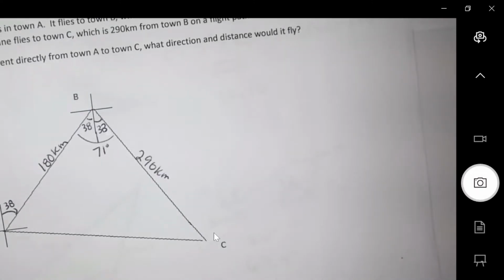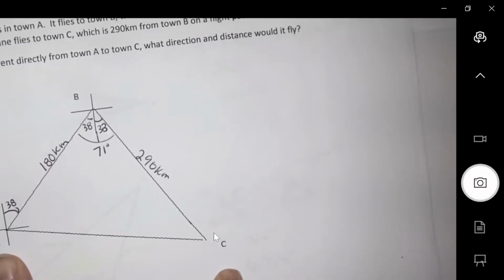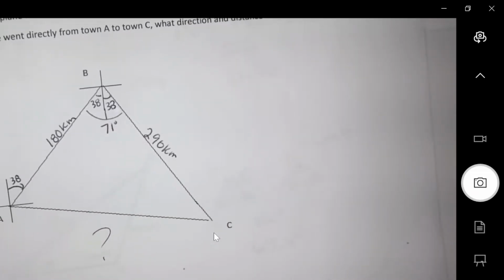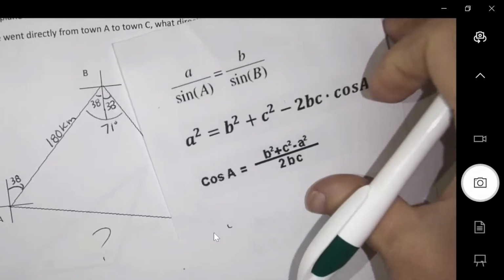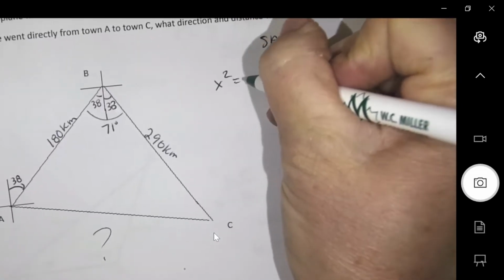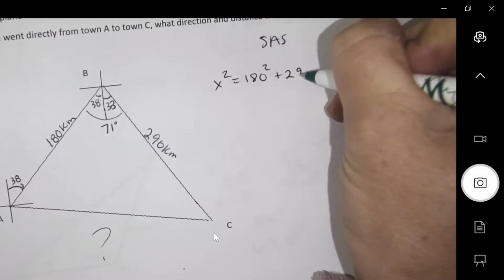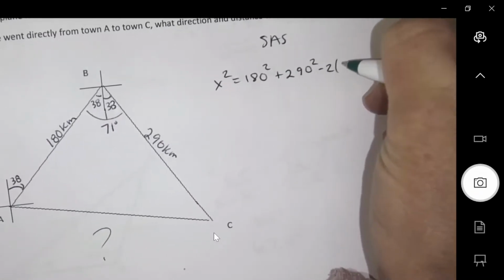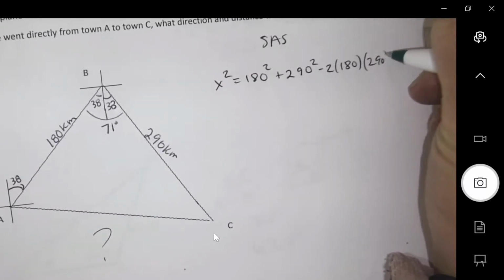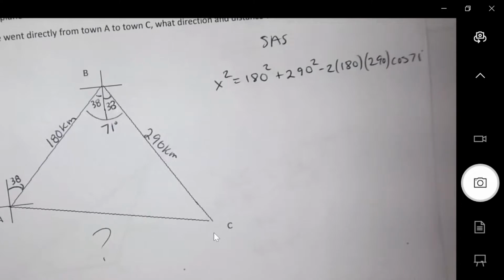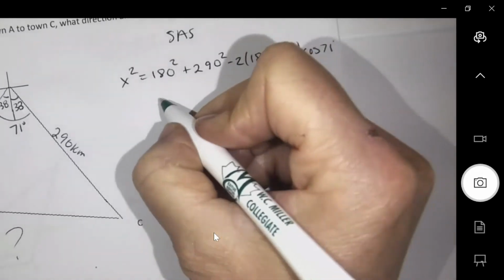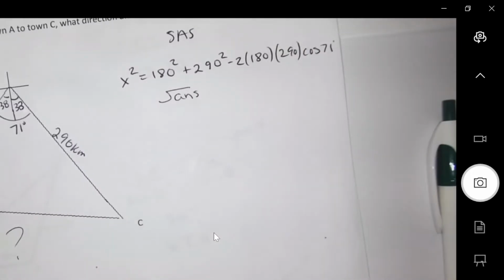So if you were to ever go from A to C, how long do you have to go? So from A to C, I would like to know that distance. Which situation did we develop? SAS. So we're going to use the middle formula on your formula sheet. Okay, don't forget to square root your answer. You might be reminded if your answer is crazy high.